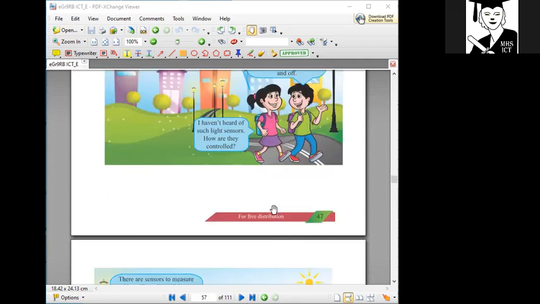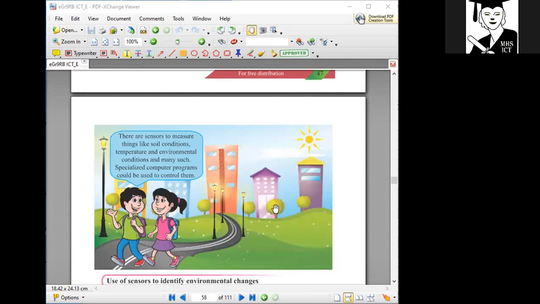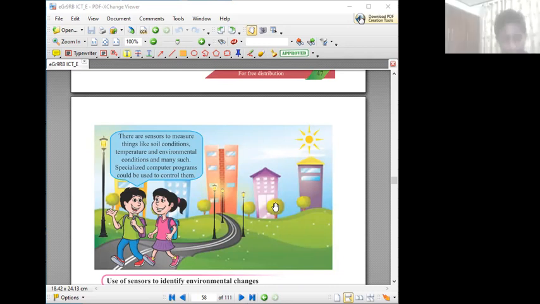Now there is a question. Okay. There are sensors to measure things like soil conditions, temperature, and environmental conditions, and many such specialized computer programs could be used to control them.